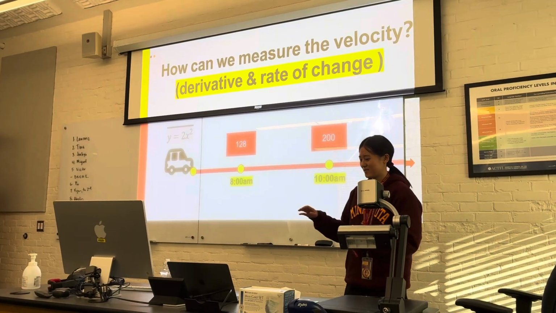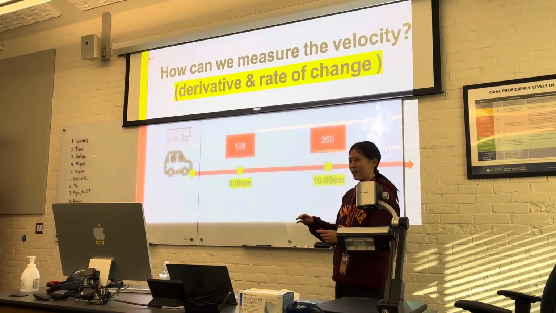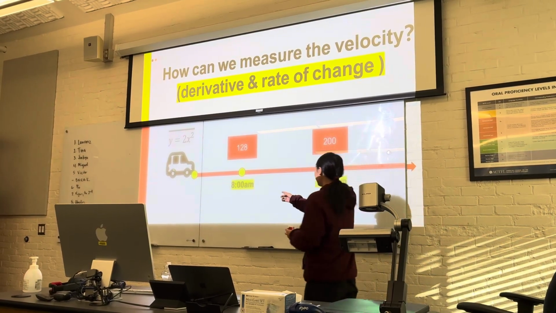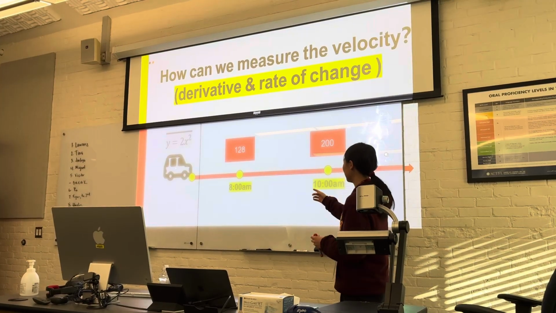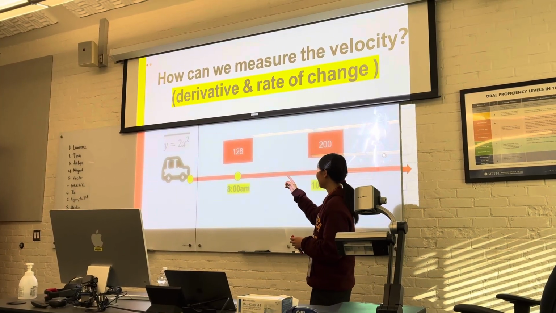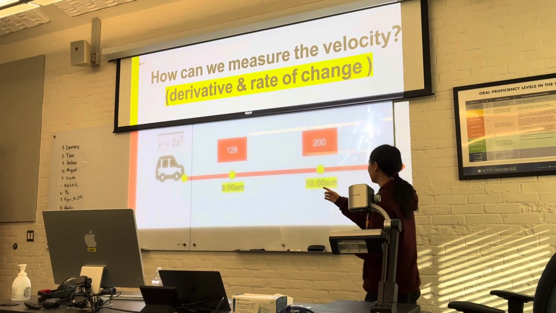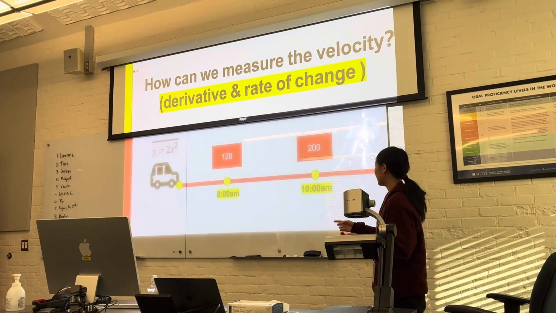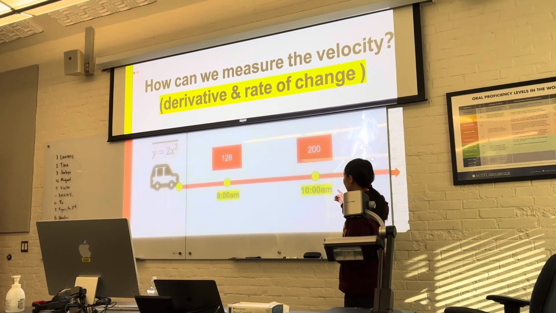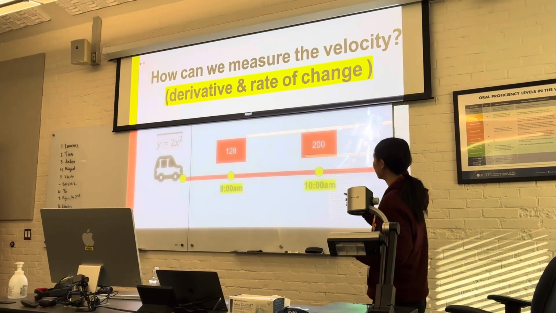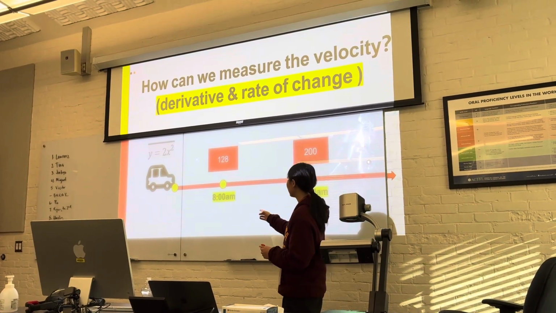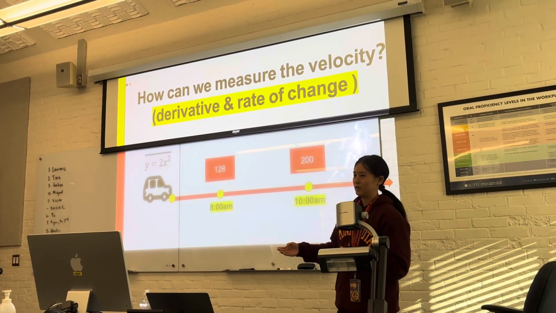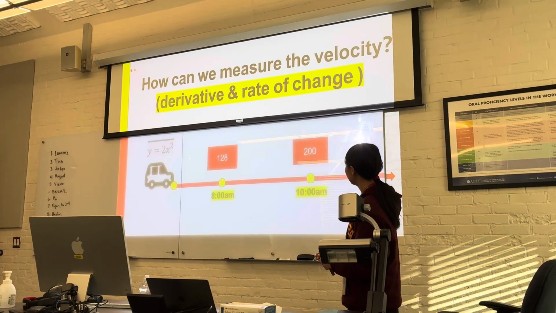So let's imagine this time you drive a car and are running on the highway. At 8 a.m., you look at the mile marker and it marks 128 miles, and you keep driving. At 10 a.m., you look at the mile marker again. It's 200, and then you want to measure your velocity at 8 a.m., but you don't know the distance and you don't know the time. What should we do? So this topic is how can we measure the velocity?